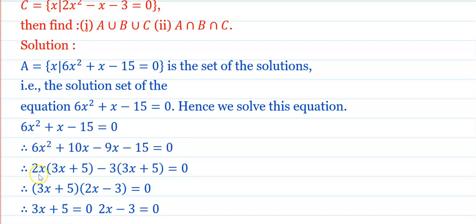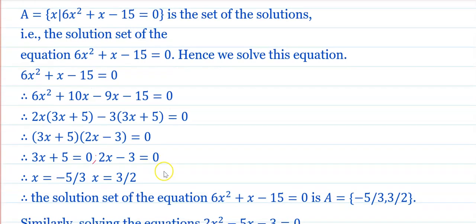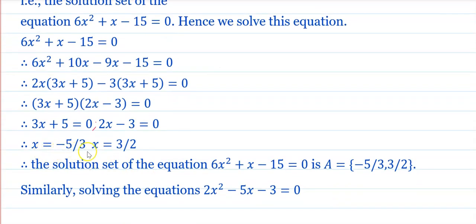From this, 2x is common. Then in the bracket you get (3x + 5), minus 3 taken as common, in the bracket (3x + 5), equals 0. Taking (3x + 5) common again, the remaining terms are (2x - 3) = 0. So 3x + 5 = 0 and 2x - 3 = 0, hence x = -5/3 and x = 3/2. The solution set of the equation 6x^2 + x - 15 = 0 is A = {-5/3, 3/2}.